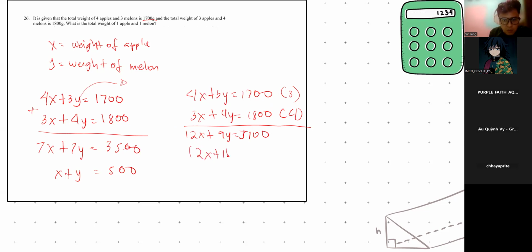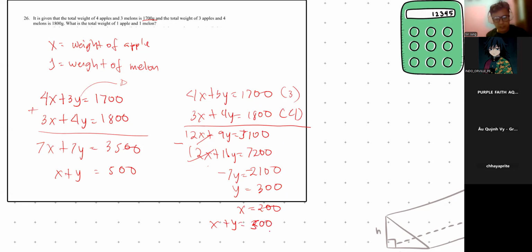12x plus 16y is equal to 7,200. And then we subtract them so that we'll be able to get the value of y. That's equal to negative 7y is equal to negative 2,100, right? y is equal to 300. Substitute the value of y into the first equation or second equation. The resulting value of x would be 200. So x plus y is equal to 500.